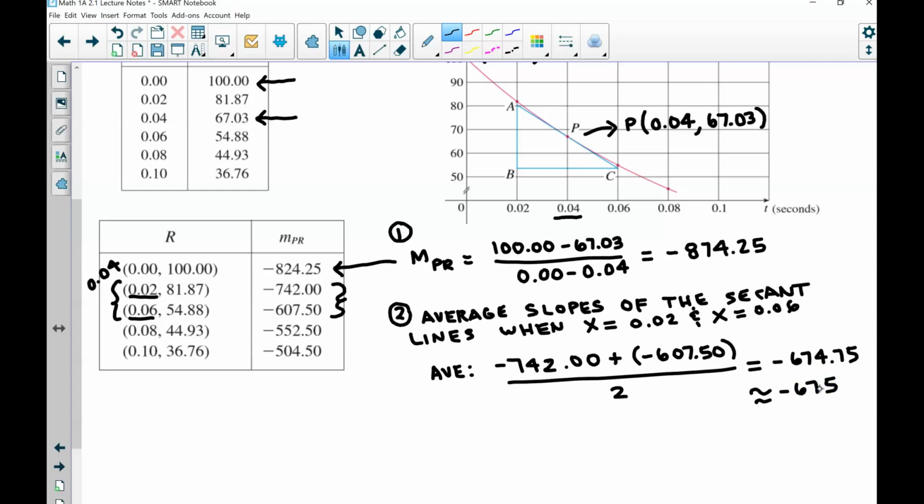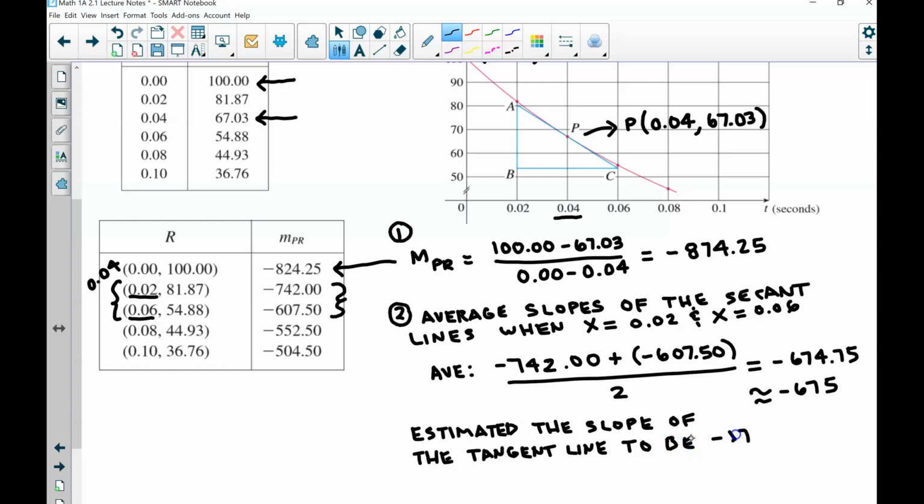So what we've done is we determined that we estimated the slope of the tangent line to be negative 675.